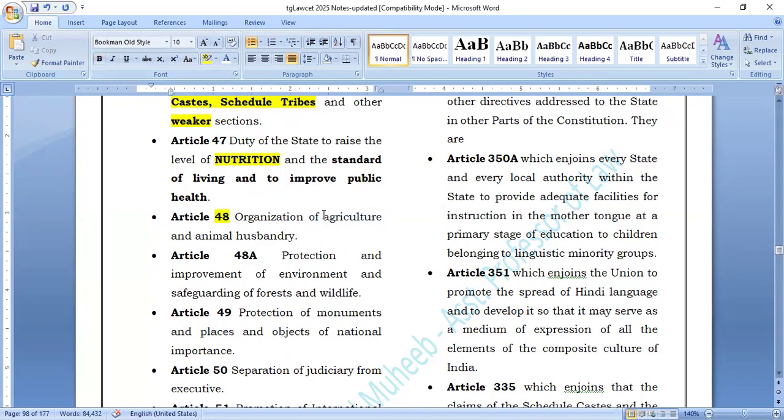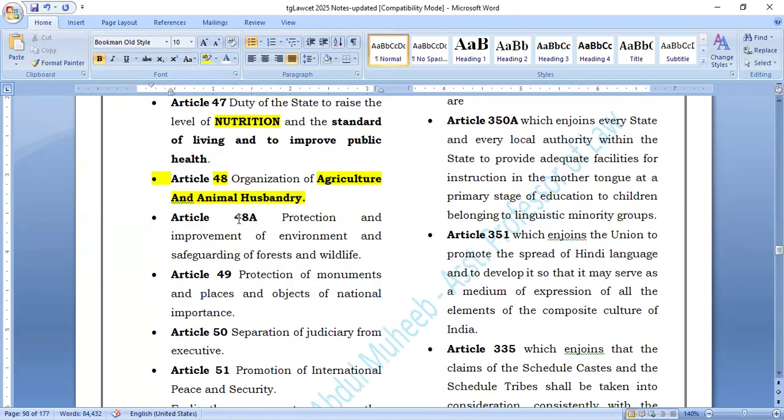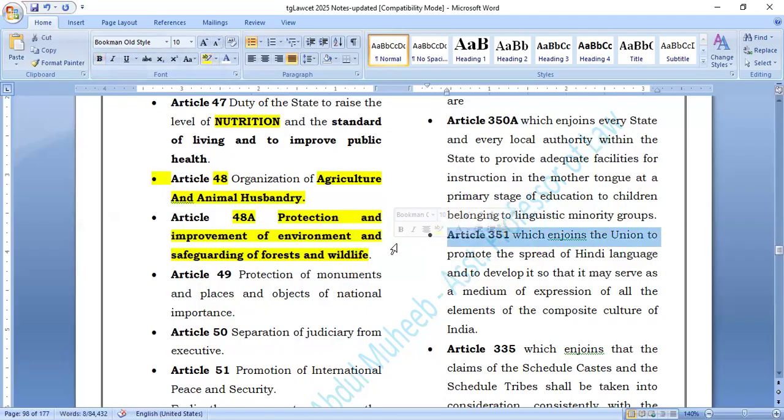Organization of agriculture and animal husbandry. Very important: agriculture and animal husbandry. Then Article 48A: protection and improvement of environment and safeguarding of forests and wildlife. Very important. Or you can remember environment, forest and wildlife.